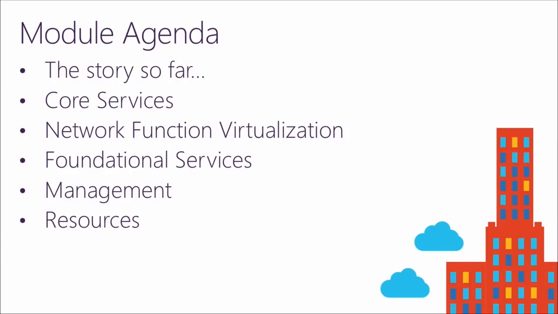So just like the previous module, we'll do a quick story so far, and then I'm going to dive into some of the core network services. What's new? Network function virtualization. What is that? So we'll explain what that's all about. Some of the foundational offload enhancements we've made, where we're working closely with the network adapter vendors to really deliver extremely high performance, utilizing what they build in their silicon to really offload a lot of the key networking tasks into the underlying fabric. Some management stuff with a new network controller, and similar again, we'll wrap up with some resources.